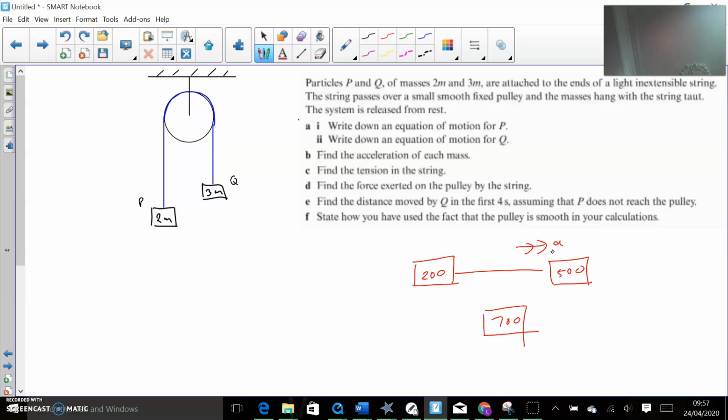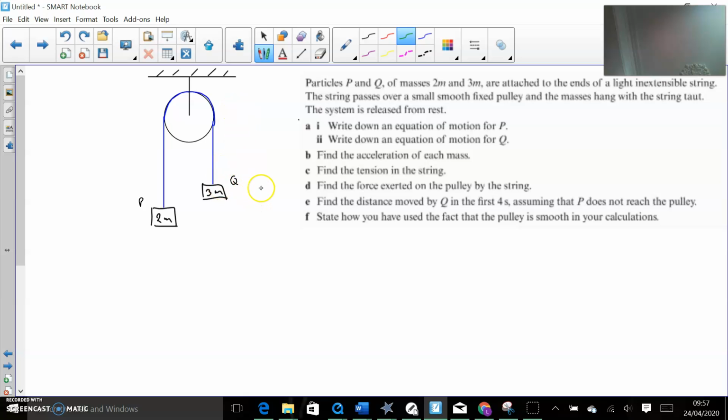Now this is not the same as in this case here with the pulley, because even though the accelerations of both are going to have the same magnitude, they don't have the same direction.